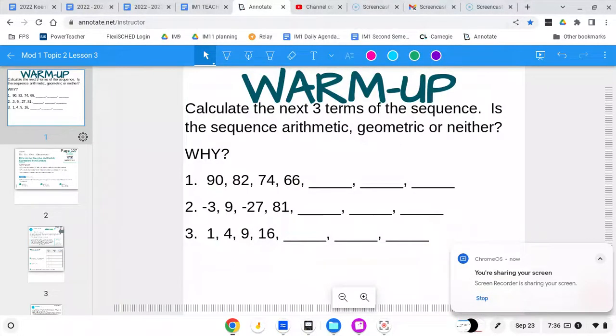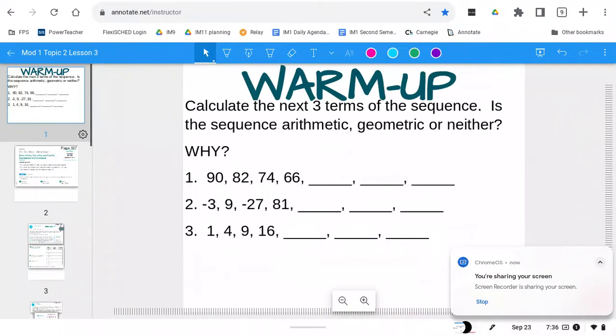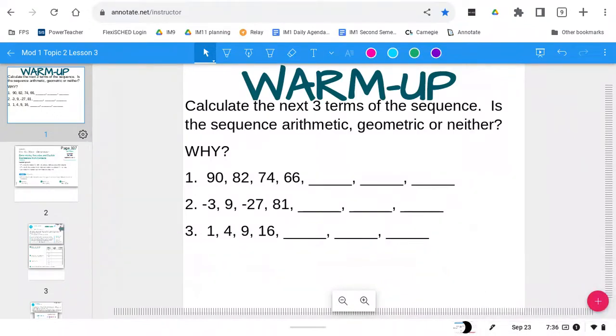All right, so in this video, we are going to go through arithmetic and geometric and some story problems for it. So I want you to pause the video and calculate the next three terms of the sequence and determine whether it's arithmetic, geometric, or neither.